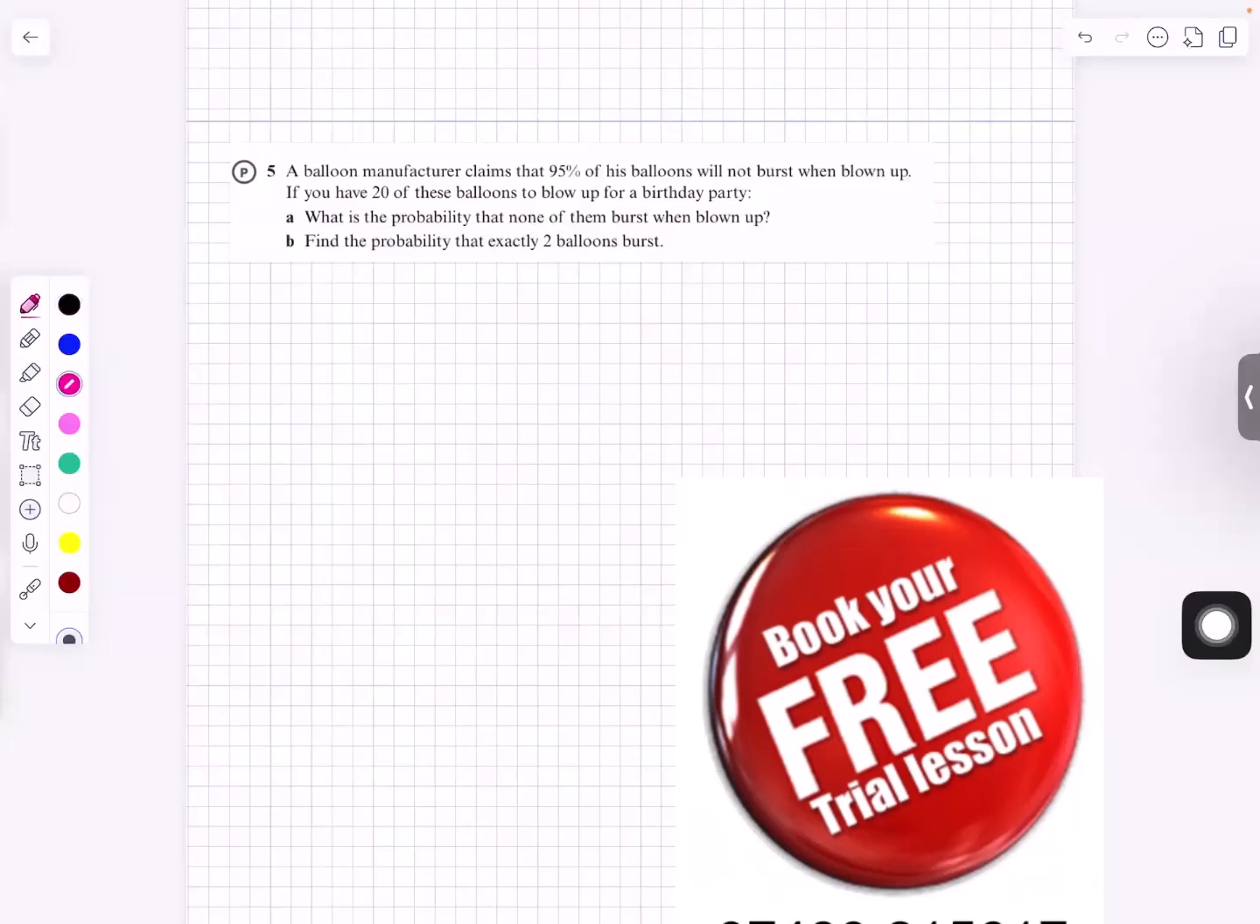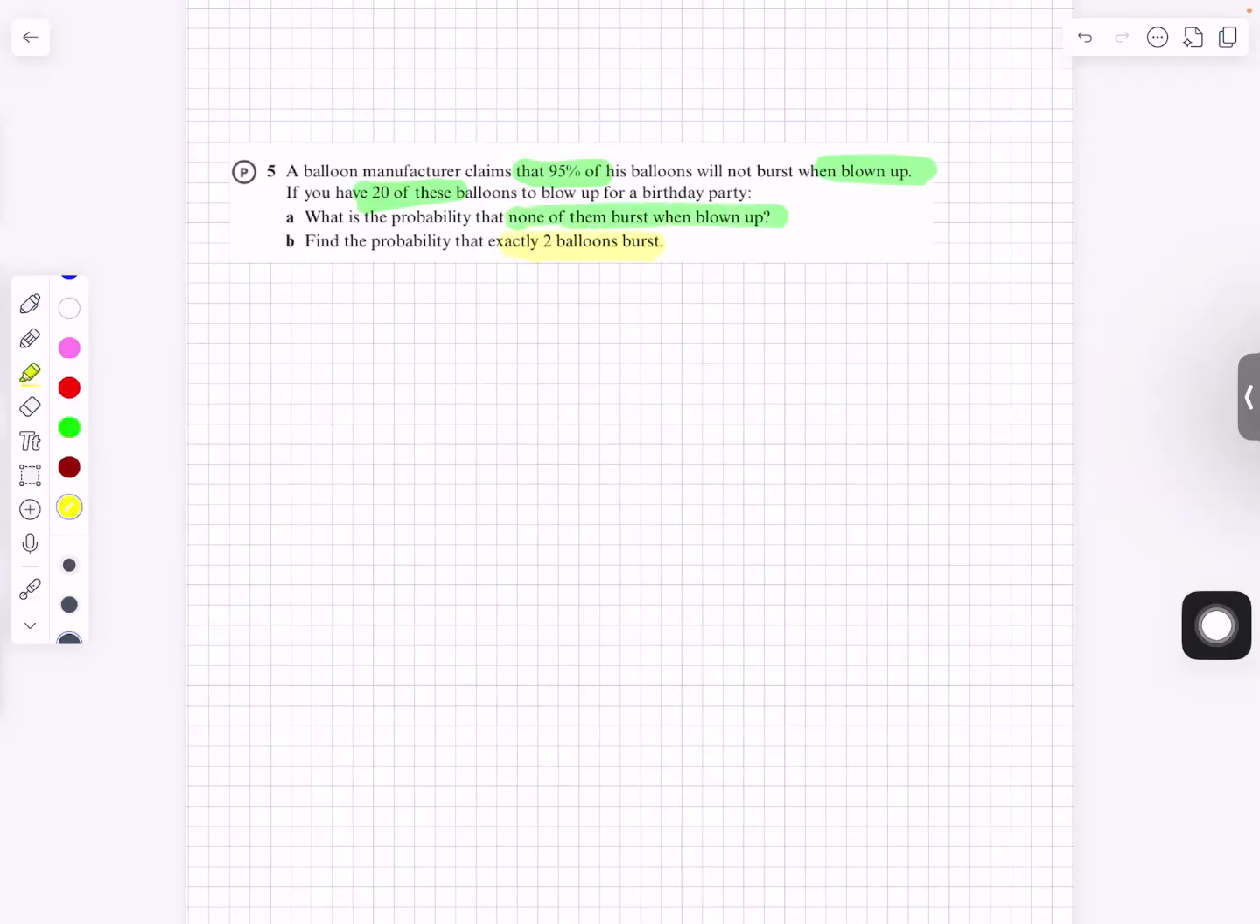Read number 5. A balloon manufacturer claims that 95% of his balloons will not burst when blown up. If you have 20 of these balloons to blow up for a birthday party, A, what is the probability that none of them will burst when they blow up? And B, find the probability that exactly 2 balloons burst.